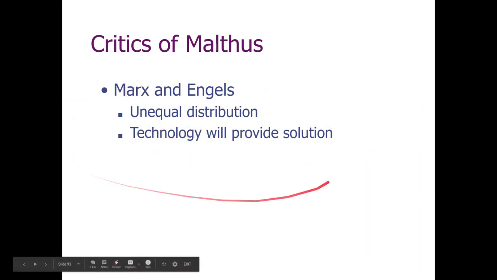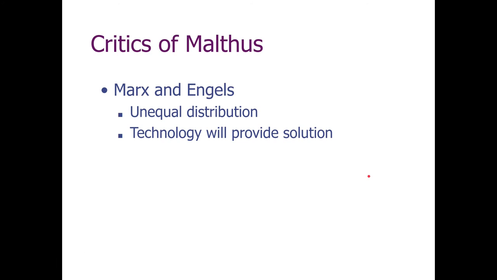Because of their experiences in the Industrial Revolution, they saw what happened in factories, they saw what happened in agriculture, and they said, no, the problem is going to be unequal distribution. And indeed, they're exactly right. There is more than enough food to feed everybody in the world. We just don't.